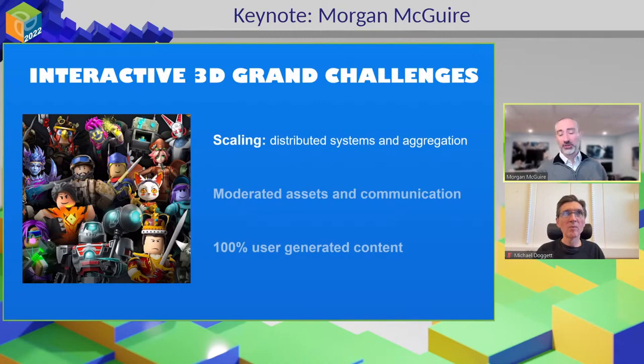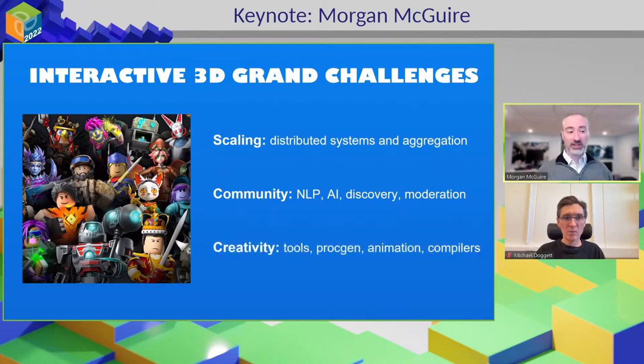Scaling, distributed systems and aggregation problems. How do we get to these tens of thousands of players instead of hundreds? The moderated assets, that becomes focusing on the community. Ways to do natural language processing, AI, for discovery, for translation, for moderation of content. And finally, enabling everyone to create interactive 3D. So creativity, and that spans tools, procgen, animation, and also programming language technology.